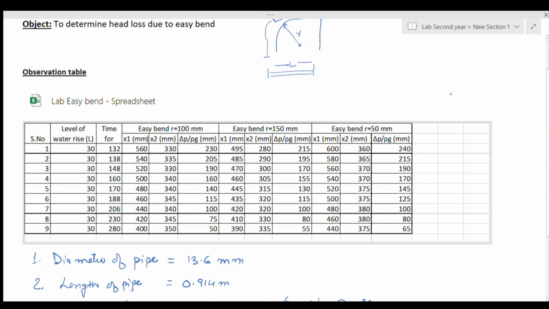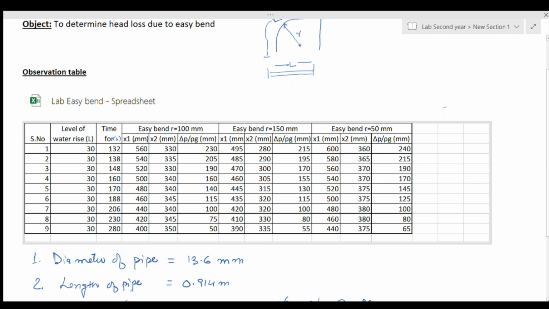Here you would see the observation table. We are to find the velocity of flow within those pipes. We are trying to find the volumetric flow rate, and for that what we are doing is we see how much time it takes to fill a specified amount of liquid. So let's say for 30 liters, the time which is taken, in seconds, is given to us.